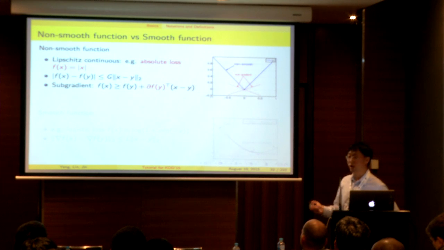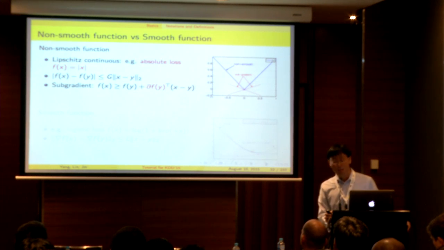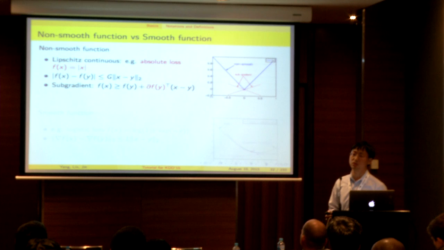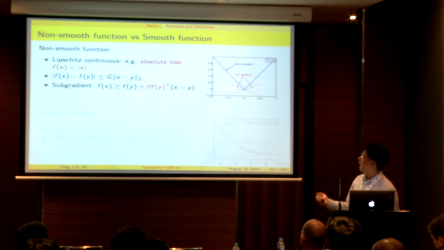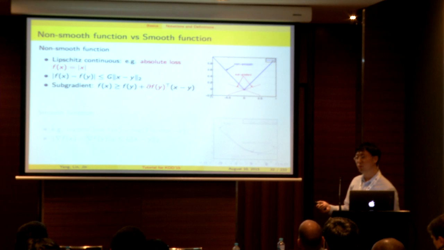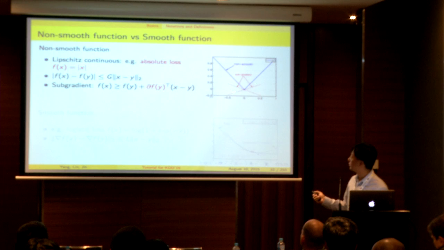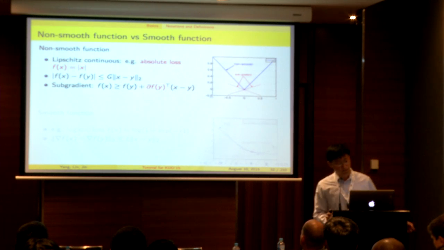Okay? So the gradient is not defined. But here we want to define another kind of similar thing, which is called subgradient. So subgradient at a point y refers to any vector that satisfies this inequality, which is the inequality we use to define a convex function, right? So actually you can see at some points there could be many subgradients. For example, at this point, many subgradients can be defined, okay?